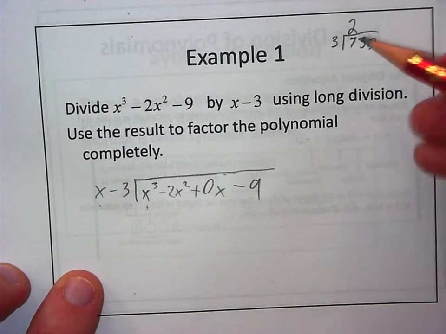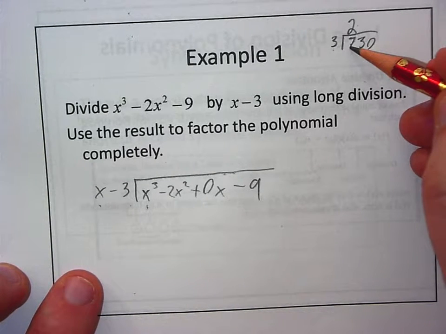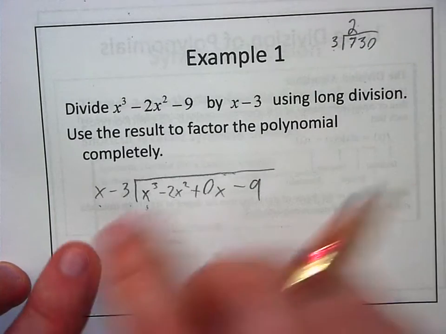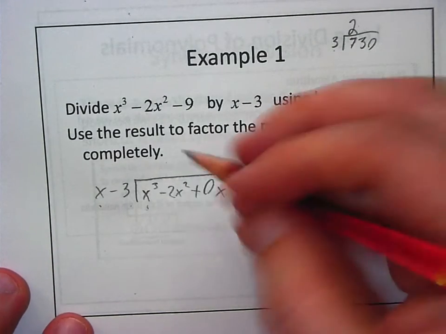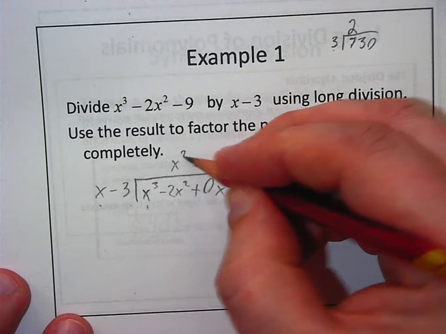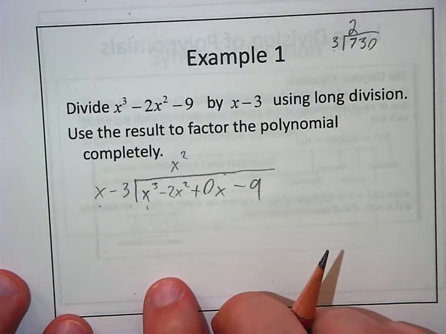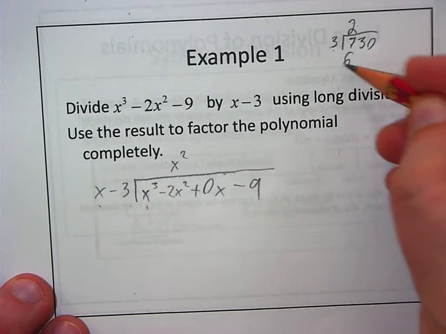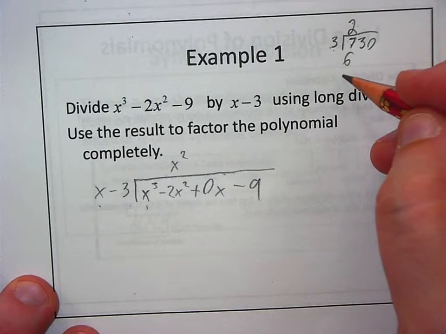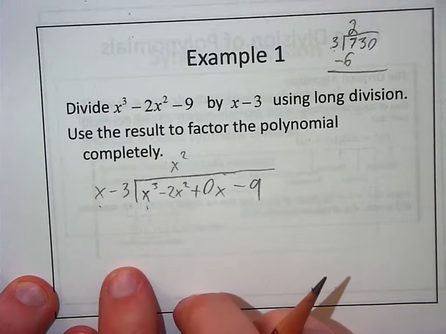Now, careful. What you're really doing here is 3 times 2 gives you a number close, right? So think about it in the same terms. X times what gives you x cubed? X squared. So I'm going to put that above the squared. X times x squared gives you x cubed. So when I multiply it, 3 times 2, I get 6. And then I do what? Subtract.